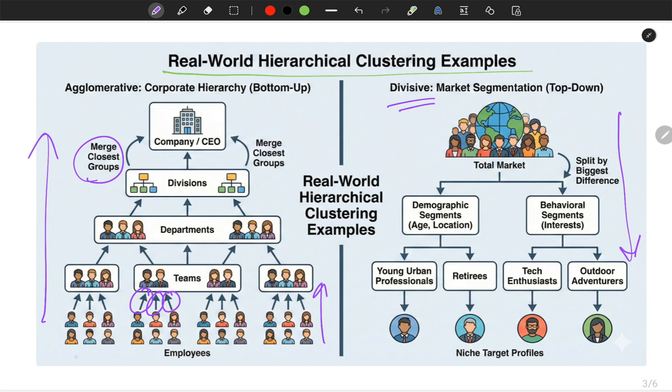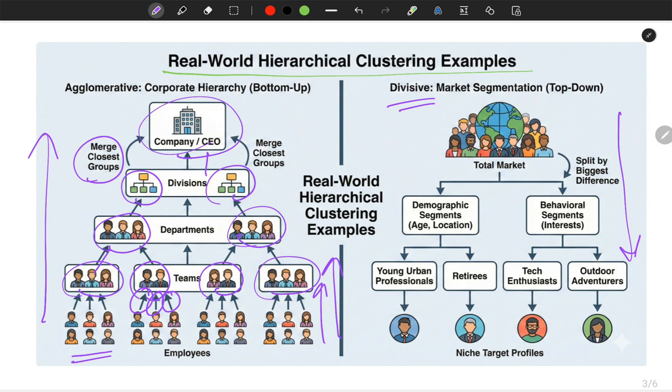So that's what is mentioned here. Employees who are close together form a team. Then teams that are close to each other form different departments. Departments that are close together form different divisions. Finally, the divisions come under the CEO. So this is usually applied in the corporate hierarchy, the bottom-up approach.